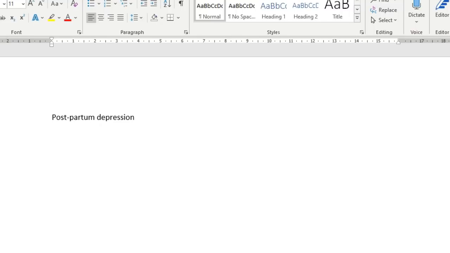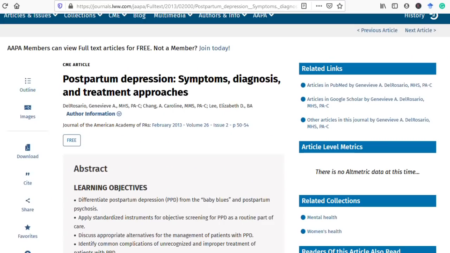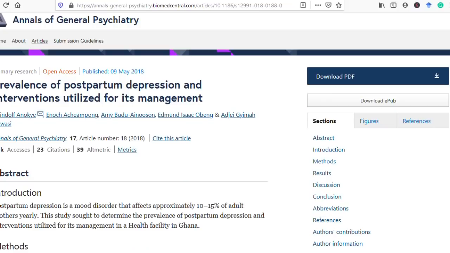So, based on the initial survey of literature, I decided to work on a solution to this problem. Again, I went to the search engine, entered the keywords, postpartum depression, solutions, journal. I need to be a little bit selective now. Evidence-based information is mixed up with blogs and newsletters. I patiently selected evidence-based information only.